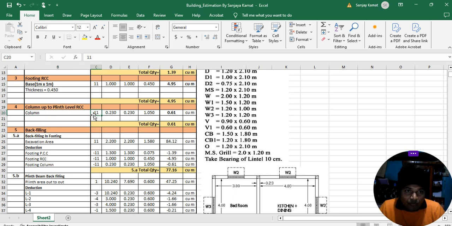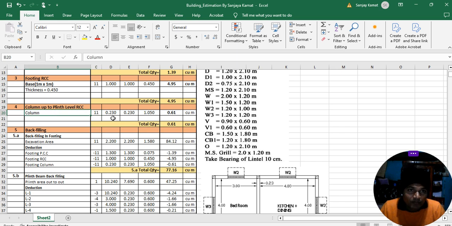To design the column, we will take the number of rods as 11, length 0.230 meter, breadth 0.230 meter, and for thickness we will take 1.050 meter. Once we know the number, length, breadth and thickness, we can easily estimate the column.